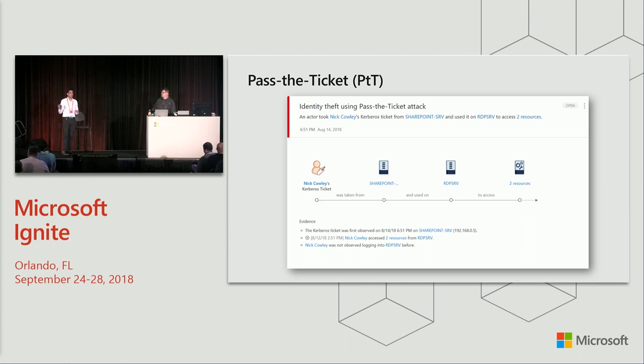And I'll just show you the alert that you get with Pass the Ticket. You can see a user on a server like SharePoint, and we can identify using Azure ATP that the same ticket that was issued to SharePoint was actually moved to another machine, RDP SRV in this case, in order to access a resource by impersonating the original user. So these are the types of identity theft and lateral movement detections that you want to respond to.